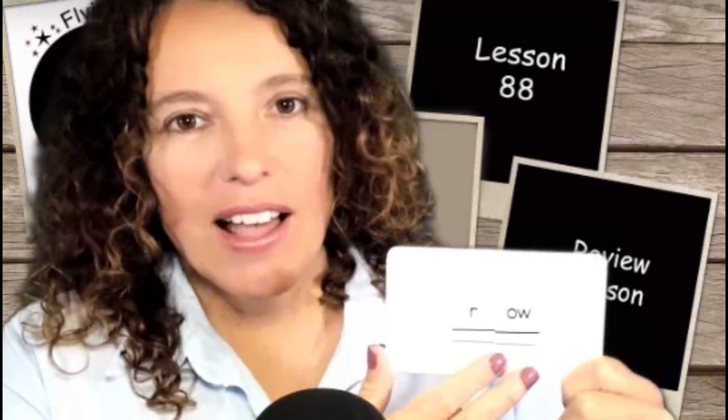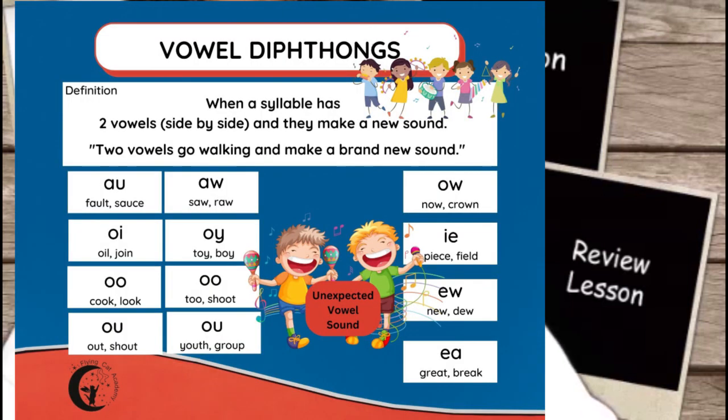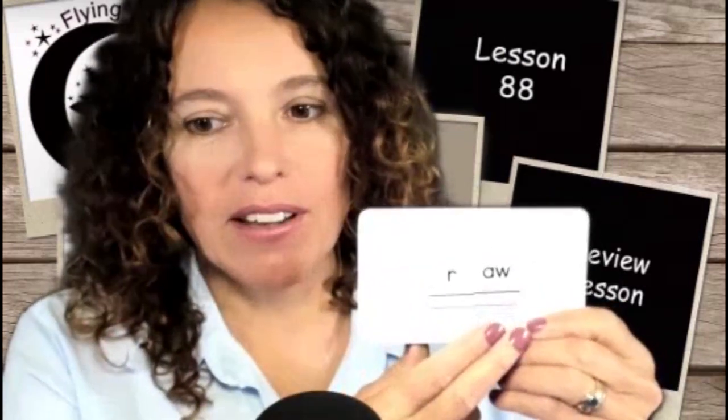Okay. Now we've got the new vowel diphthong syllable type. And this is different because this is where two vowels go walking and make a brand new sound. So it works in a different way. They look like they'd be a vowel team, don't they? Because there's two vowels side by side. But that's not what's happening here. This is a vowel diphthong, not a vowel team. So let's say that together. Two vowels go walking and make a brand new sound.